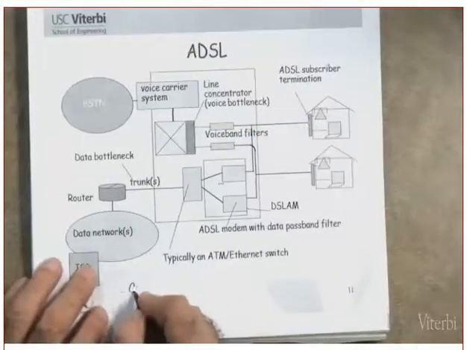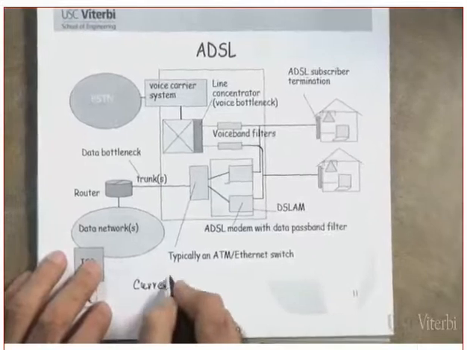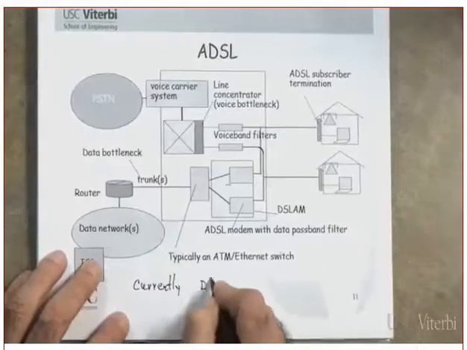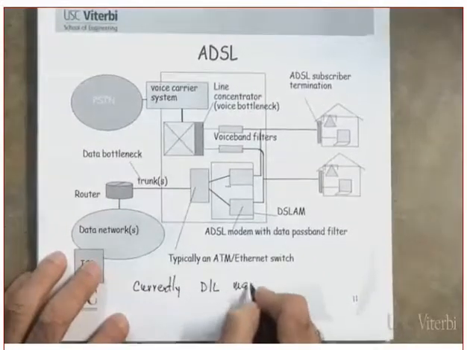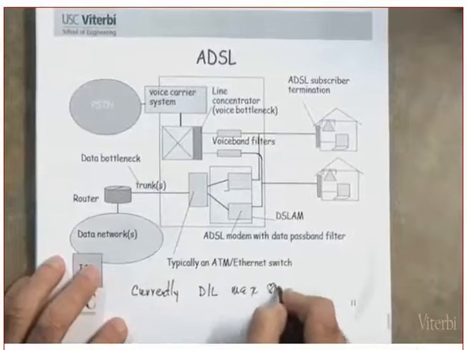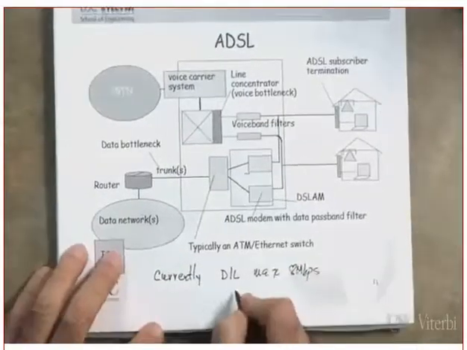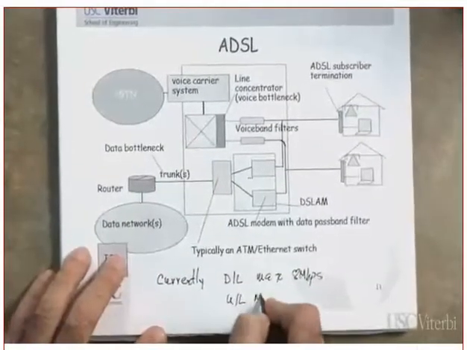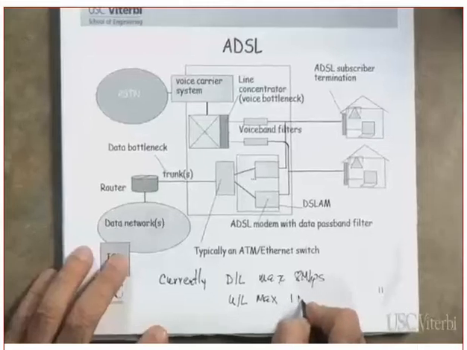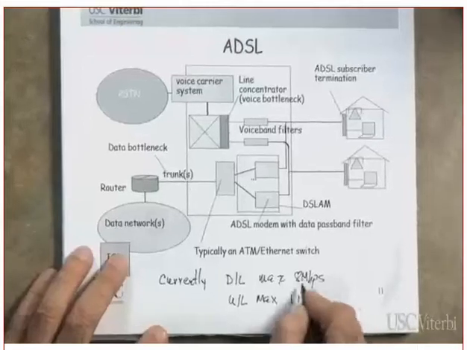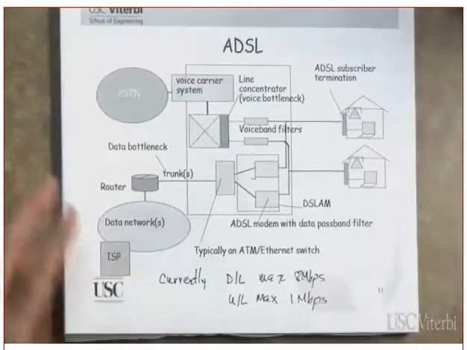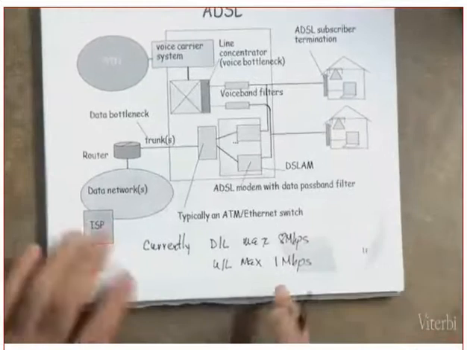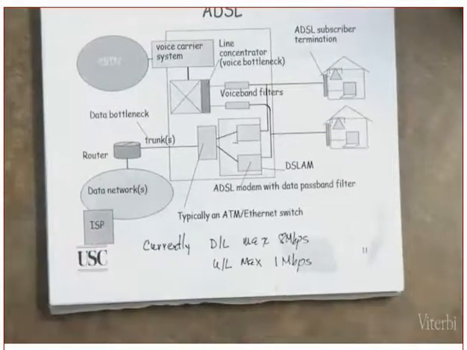ADSL, again, currently on the downlink, maximum of what? 8 megabits per second. On the uplink, maximum of roughly what? 1 megabit per second. By the way, even that 8 megabits per second, most of the time you are not going to achieve it.